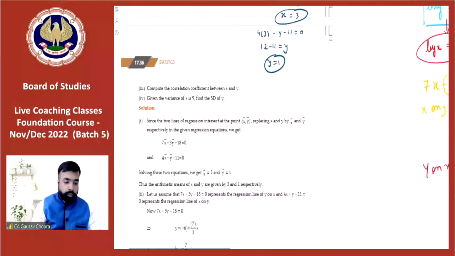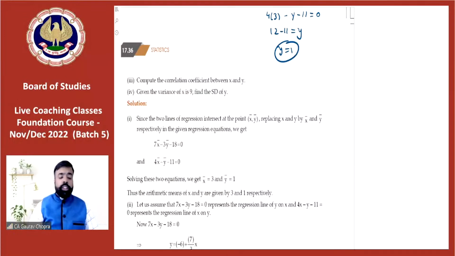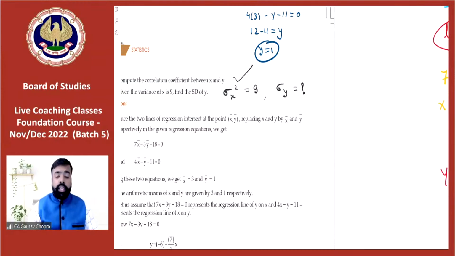Then the third part says compute the correlation coefficient between x and y. While verifying, it was already computed. The fourth one says, given that the variance of x is 9, that is sigma x square is equal to 9, we have to find the standard deviation of y. Both of these are used in which formula? We can say bxy, because bxy is equal to r into sigma x upon sigma y.